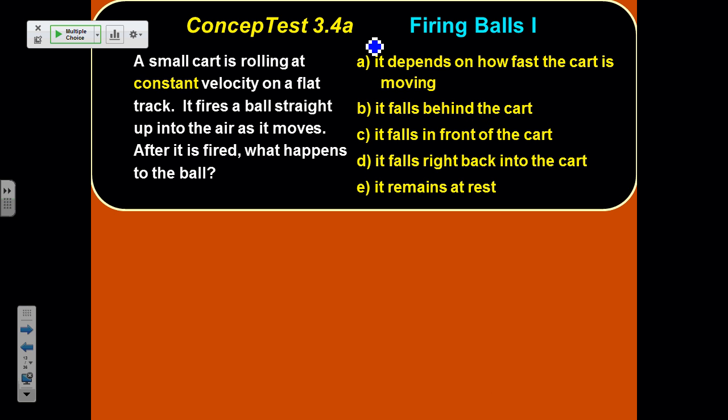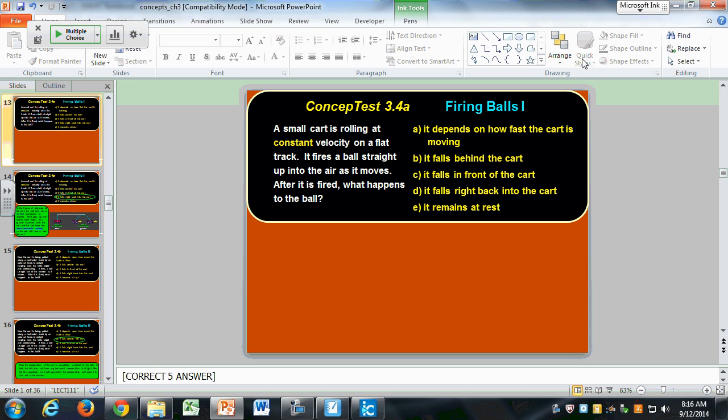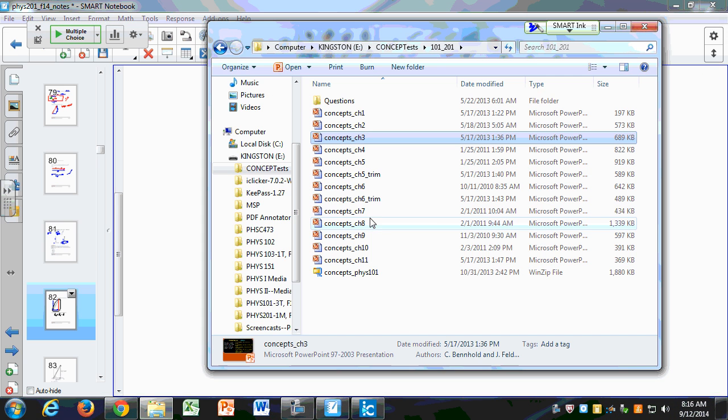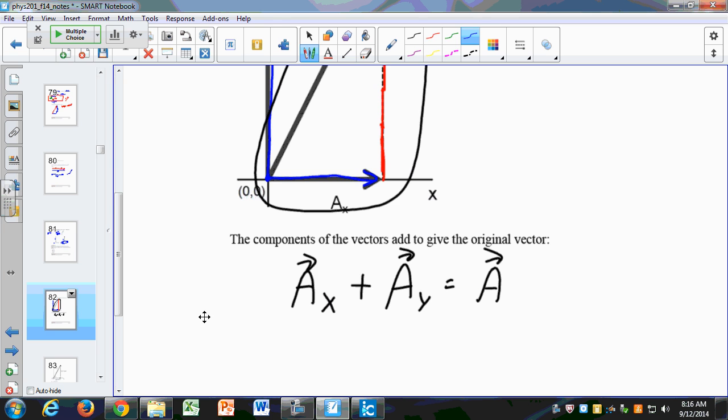Okay, and we'll come back to this. The second part of chapter 3 is on projectile motion. We'll come back to this later. Let's see what else we have here.